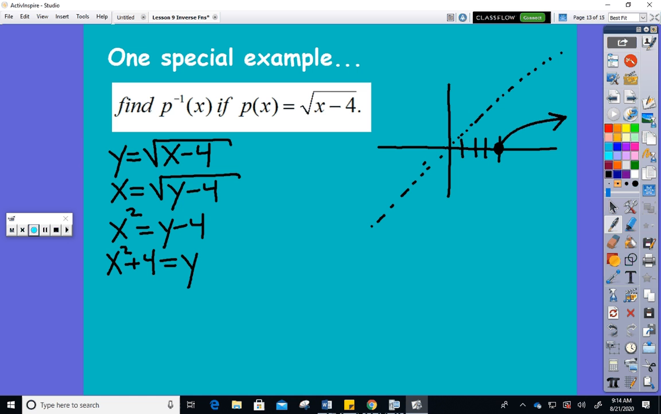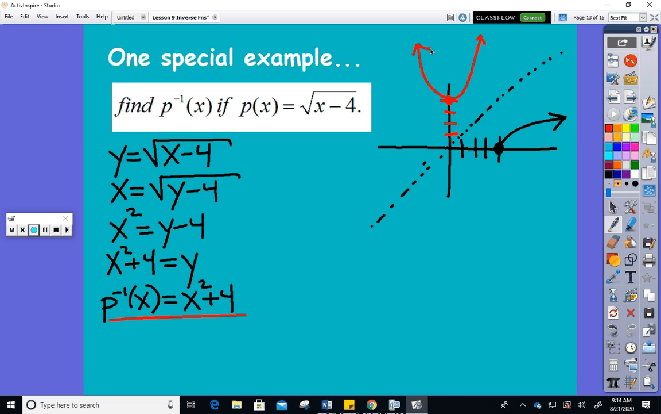Now, since my original function passed the horizontal line test, I know my inverse passes the vertical line test. So I don't stop until I give it its function title. And then what I'm going to do is show you the graph. So I'll do this one in red. I know that y equals x squared plus 4 is a parabola that looks like this. Again, I'm not being very precise. I just want to give you a general idea.